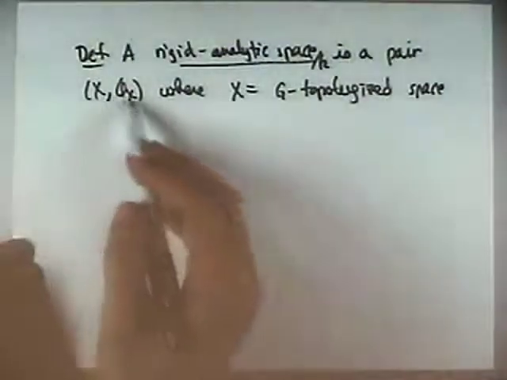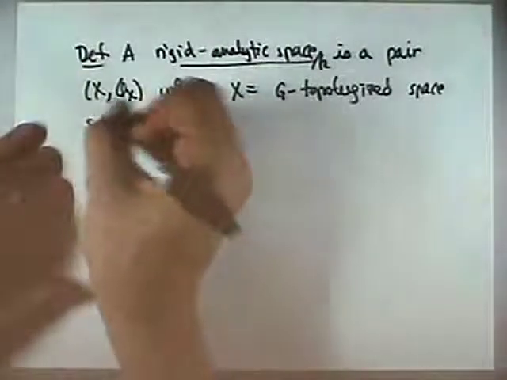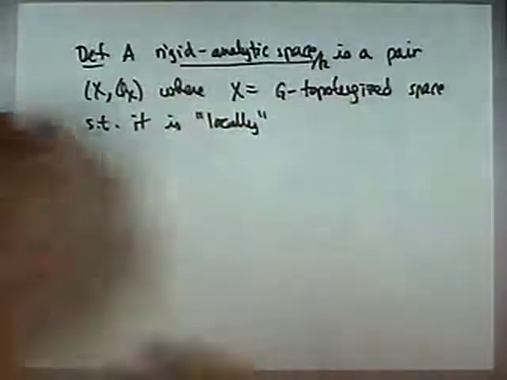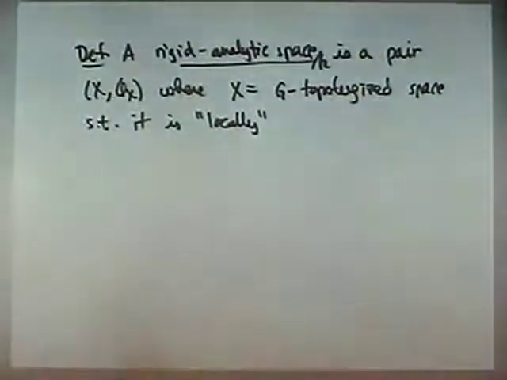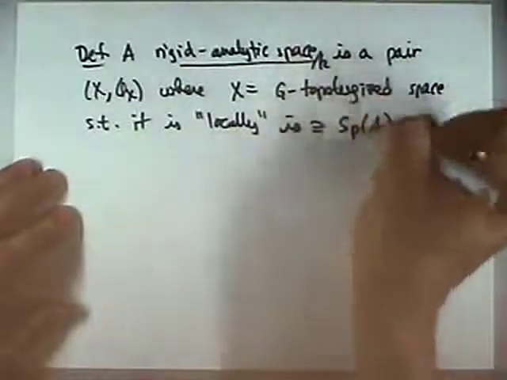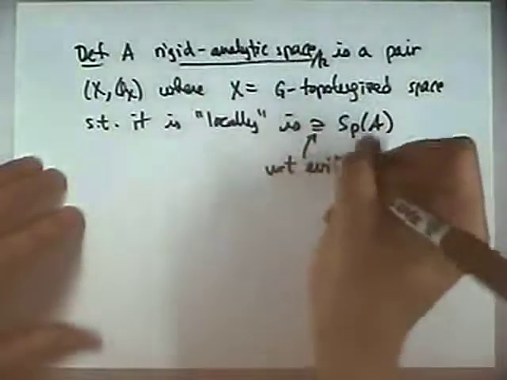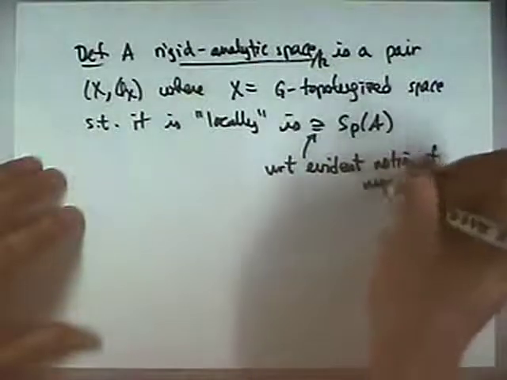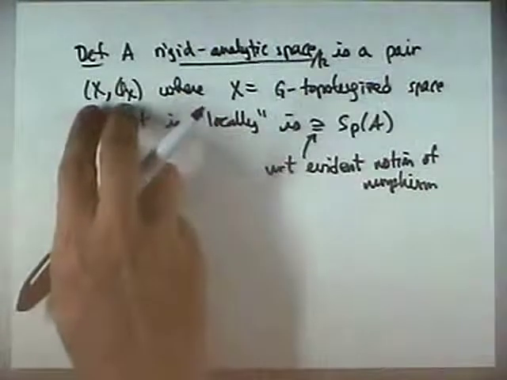And this should satisfy the sheaf axioms, such that it is local, in the sense that there's an admissible covering of the space by opens, so that the restricted data on that open is isomorphic to Sp of an affinoid. And isomorphism, I'll just say with respect to the evident notion of morphism, and what I mean by that is the following. It's like the definition of ringed spaces.